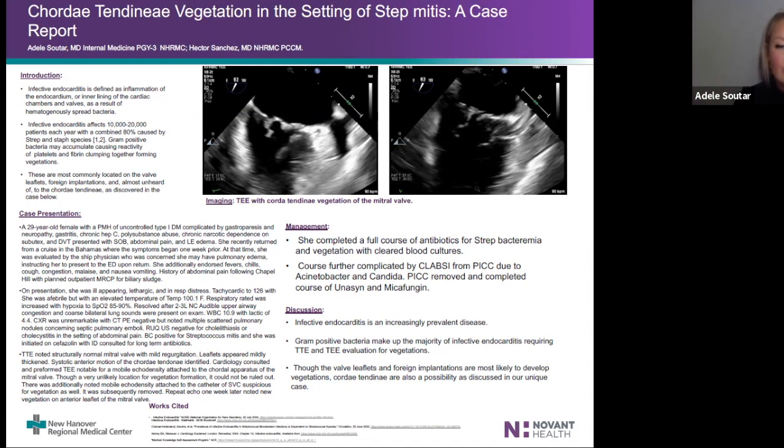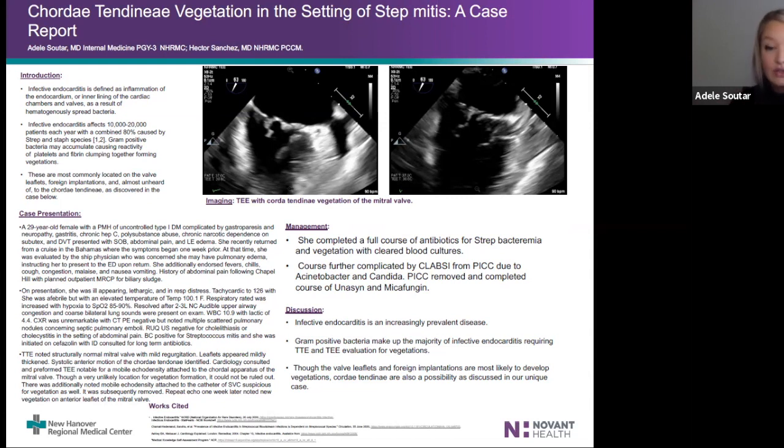She presented with shortness of breath, abdominal pain, and lower extremity edema. She had recently returned from a cruise in the Bahamas, where symptoms arose while she was on the cruise. She was evaluated by the physician on the ship, who was concerned she might have some sort of pulmonary edema based off her shortness of breath and physical exam. They instructed her to go to the ED after she returned from her cruise.